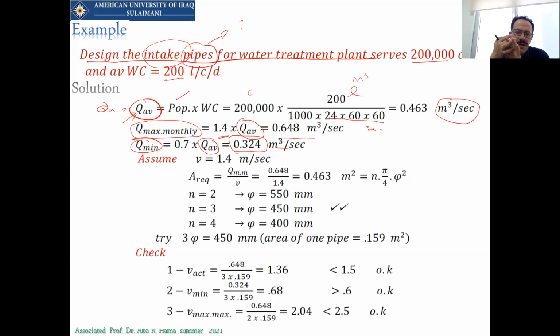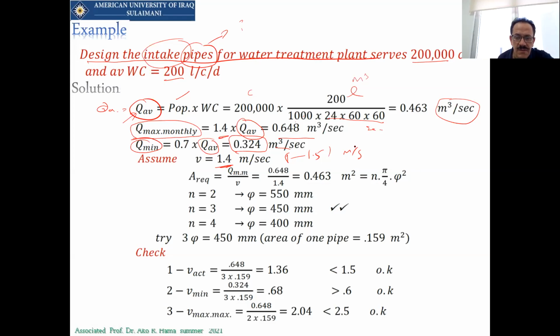After this, I will assume there will be a flow through the pipes. The velocity of the flow through the pipes should be between 1 and 1.5 meter per second. Now I use 1.4 meter per second. This is as a trial. Then it should be checked.